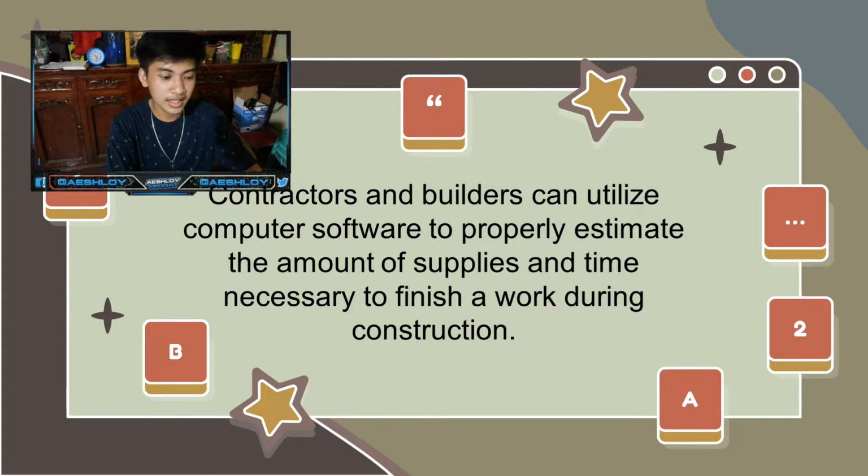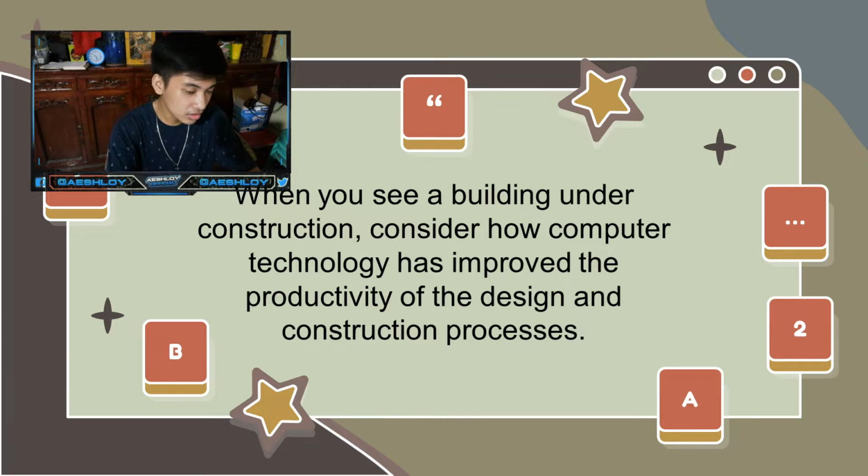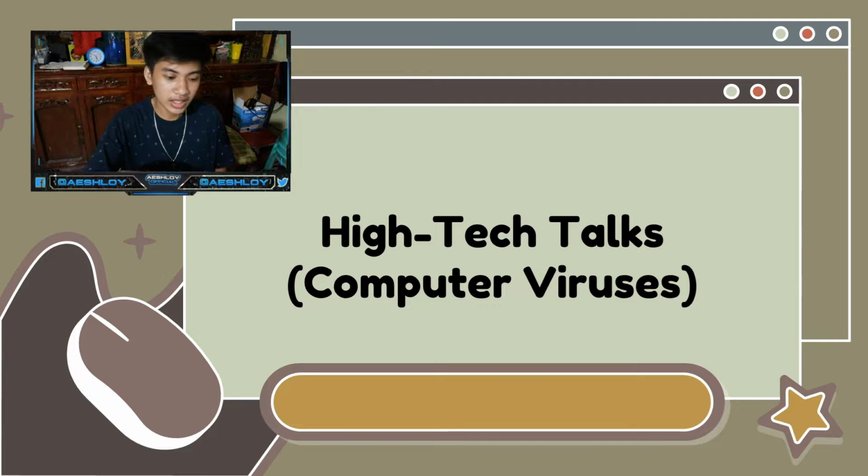Contractors and builders can utilize computer software to properly estimate the amount of supplies and time necessary to finish a work during construction. So yes, when you see a building under construction, consider how computer technology has improved the productivity of the design and construction process. So yes, that is the impact of the computer nowadays on our society, more especially in the construction area. Engineers have those wonderful designs because of these application software that is created by amazing persons.